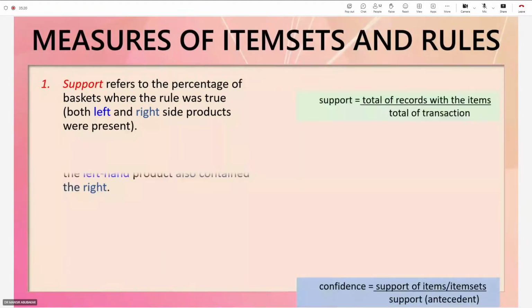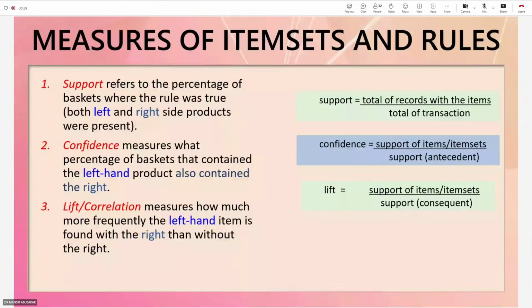Okay, so for the support, you can see here it's the total of records with the items divided by the total of transactions. So if we want the support of item A, what is the total record of that item? For example, the total records of buying milk, divided by all the transactions. If milk appears 3 times over 5 transactions, then the support of milk is 3 over 5.